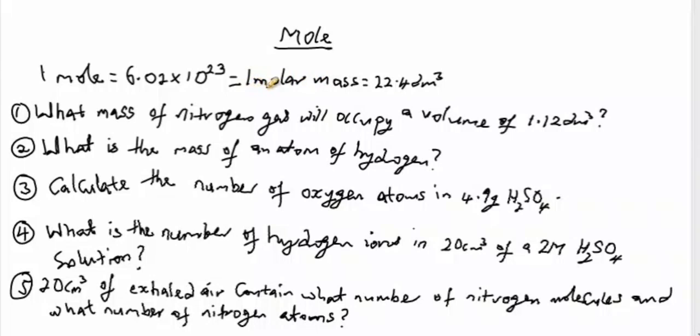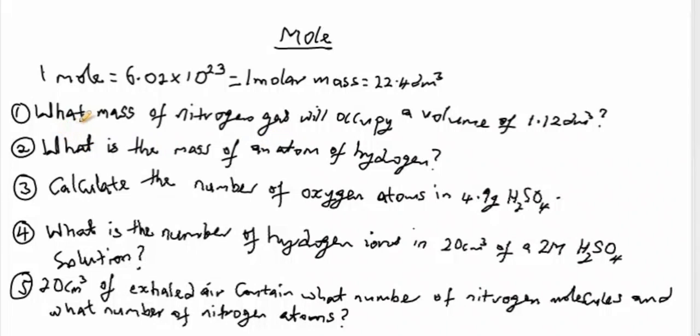And if that substance is a gas, Avogadro also discovered that at STP, 1 mole of the gas, which is this number of particles of the gas, will occupy a volume of 22.4 dm cube. So from this concept, we can solve different questions that have to do with the mole concept. Now let us look at some of these questions. We'll solve some of these questions in this video and solve the others in the other video.